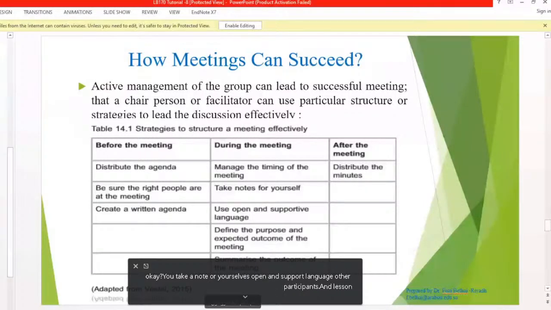لازم you need to define the purpose. What's the purpose؟ الغرض من الميتينجز. كون أنت عارف you know everything about the meetings, and you need to know what you need to do in the meetings, and you need to expect the outcomes. Okay؟ لازم يكون عندك توقعات في الحلول اللي راح تصدر في الميتينجز.